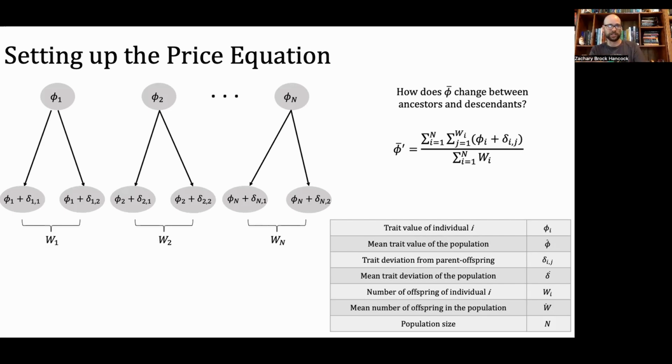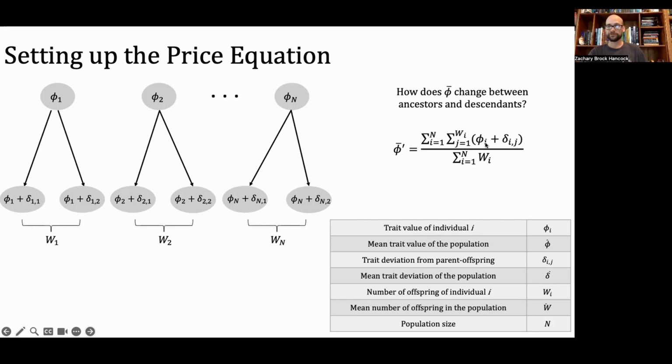Now this looks kind of ugly, but I'm going to walk you through what each of these things mean, and then you'll see it's not as complicated as it might look. So this represents the mean trait value in some future generation, which we just denoted as prime. So this is mean phi prime, or phi bar prime. And then let's break this down in two different parts. On the top, you have a double summation. Let's start with the inner summation first. The inner summation is from j equals 1 to w sub i. The j term here represents offspring. So these are the offspring we're talking about, from the first offspring to the last offspring of individual i. So that would just be these two individuals in our simple example.